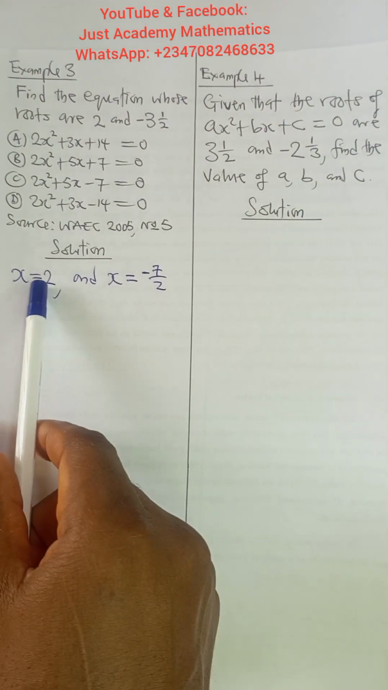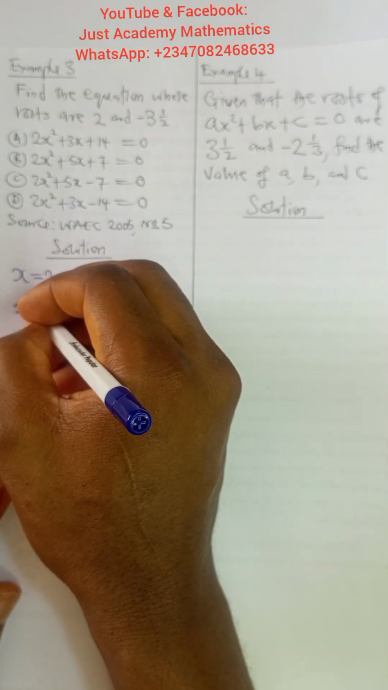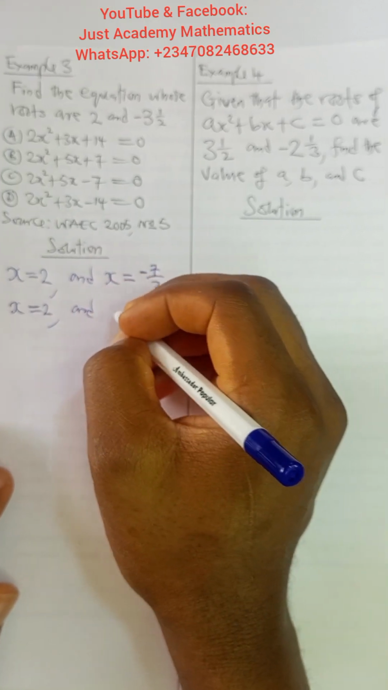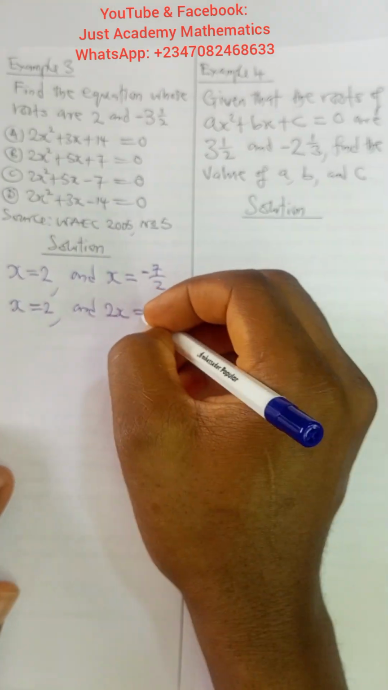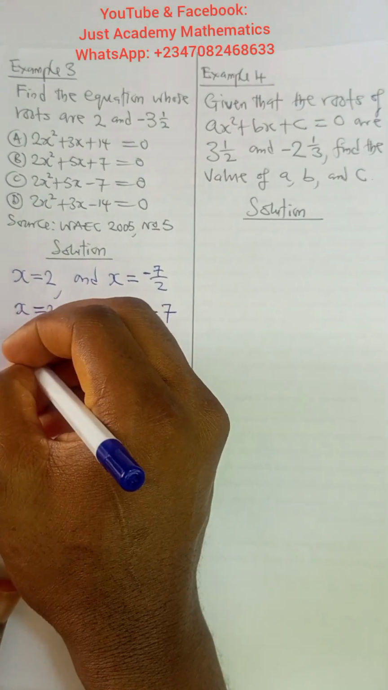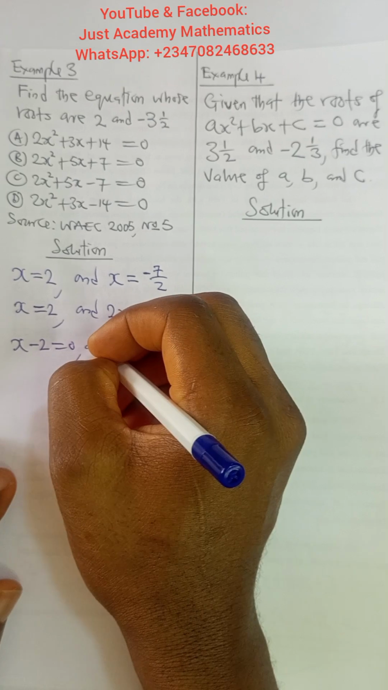So, the same thing is applicable. This one will give you what? 2 is equal to s. Let's repeat this. If you cross multiply here, you have that 2s is equal to what? Minus 7. Equate to 0 now. You have that s minus 2 is equal to 0. And what?